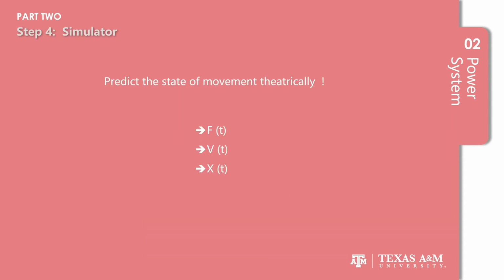Since we already know how the efficiency and the resistance change with respect to velocity, we can now use integral to calculate the exact state of movement of our boat at a specific time. In other words, we can predict the state of movement of our boat.